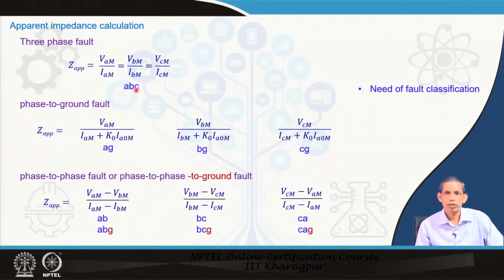What we found from this is that for different types of fault, the corresponding calculation of Z apparent is different. It means that the relay needs a fault classifier, which we have already seen in our module of the distance relay, fault classification, subsequently for apparent impedance calculation. So, this reveals that we require a fault classifier to accomplish the apparent impedance calculation.